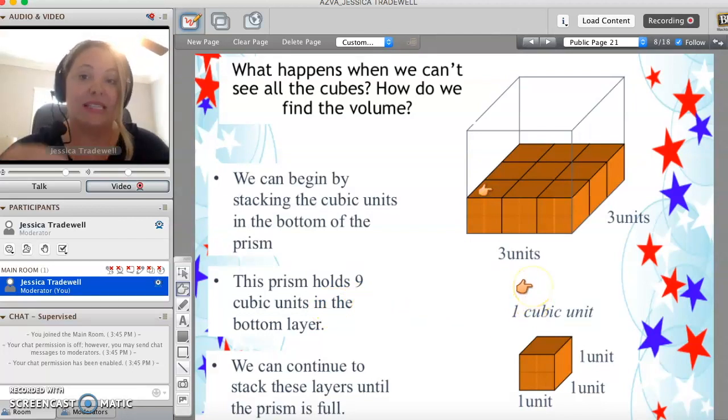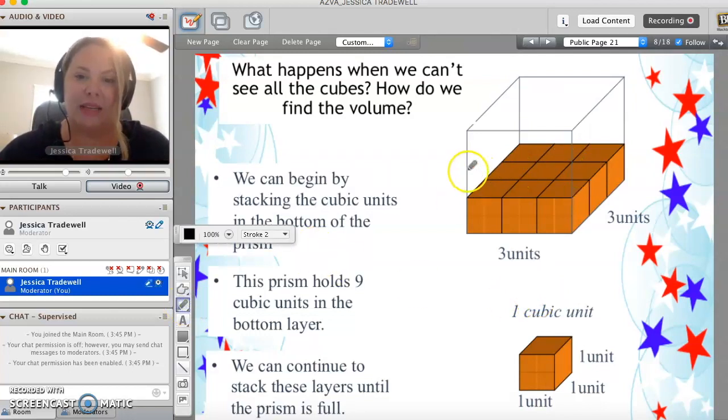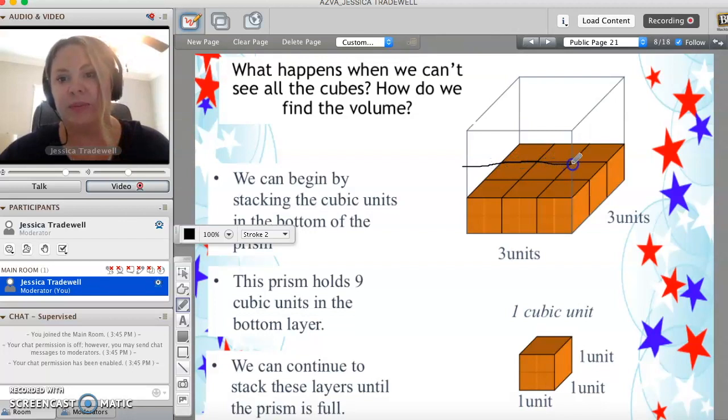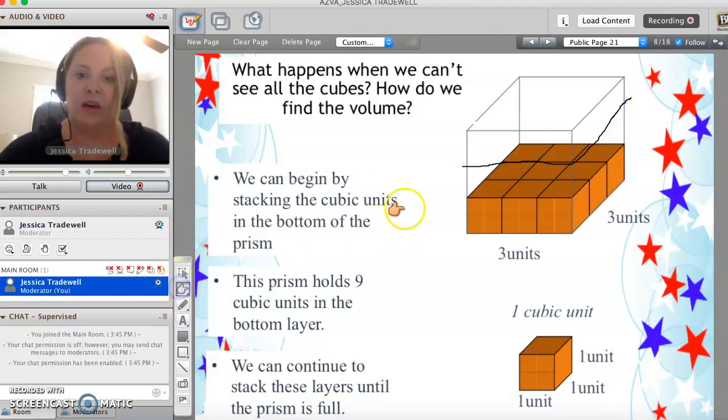We can continue to stack the prism to see what we would get. And let's take a look. We can estimate here that we can probably stack 2 more cubes on top. Let me go ahead and draw a line. So we have right here 1 more layer, 2 more layers.